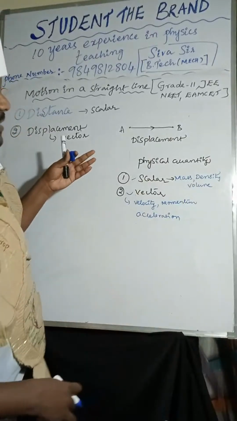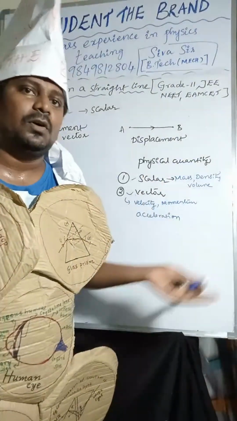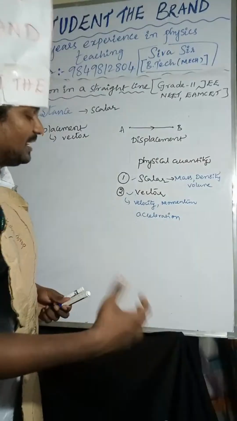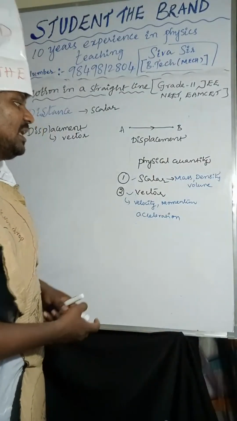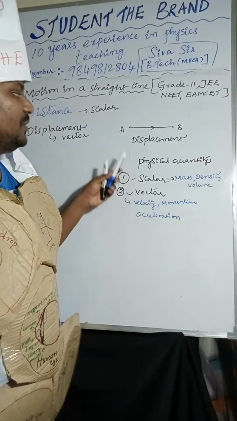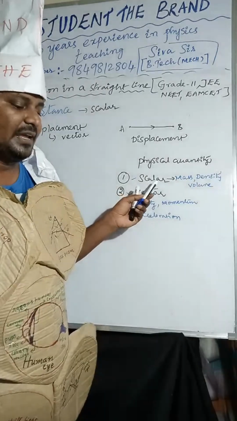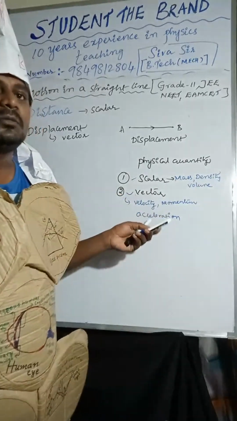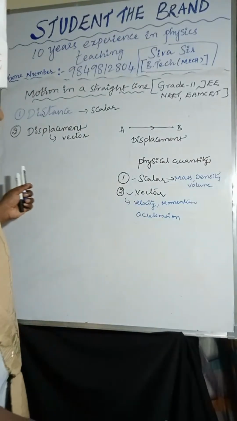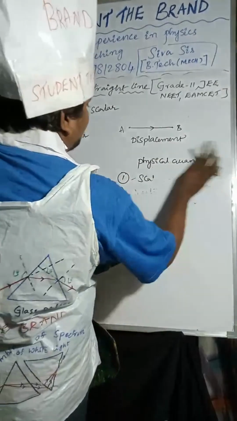The quantity which has only magnitude is called scalar. The physical quantity which has both magnitude and direction is called vector. So next one we are going to the next point.